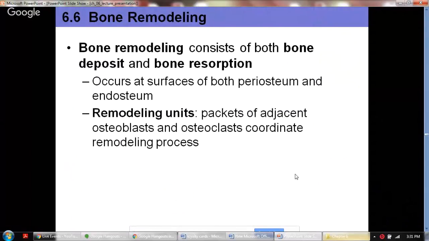The next important topic would be bone remodeling. So bone remodeling consists of both bone deposit and bone resorption. It occurs at the surface of both the periosteum and the endosteum. And we call them remodeling units, which we consider packets of adjacent osteoblasts and osteoclasts, and they coordinate the remodeling process.